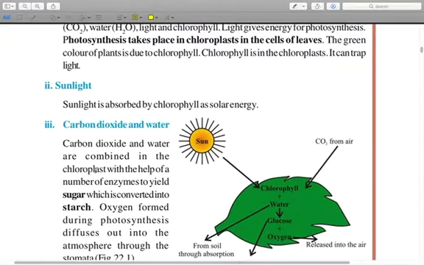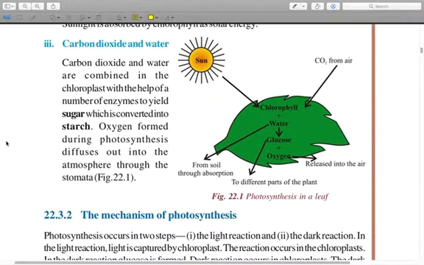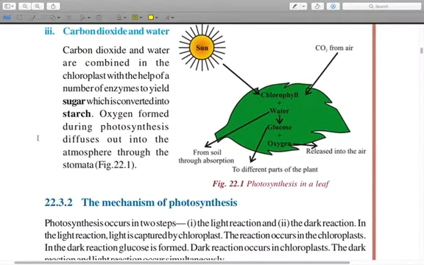C12H22O11. This is the molecular formula of sugar. Then further this is converted into starch, which will be stored for the plant. So, oxygen formed during photosynthesis. I told you that during photosynthesis, carbon dioxide is utilized plus water and sunlight, and it is further converted into glucose for the plant, and oxygen will be released into the atmosphere through stomata.